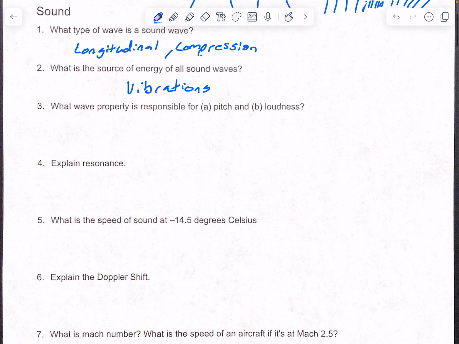Number three, what wave property is responsible for pitch and loudness? So pitch is frequency. That will determine how high it is, how low it is. As far as pitch goes, it's not really loudness. And then loudness would be amplitude.